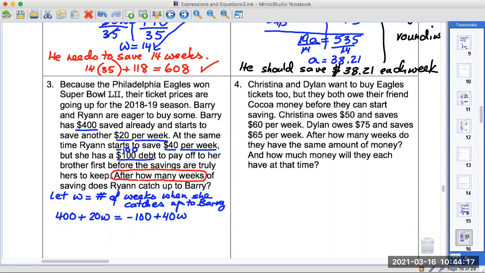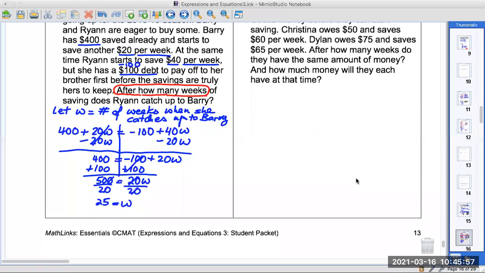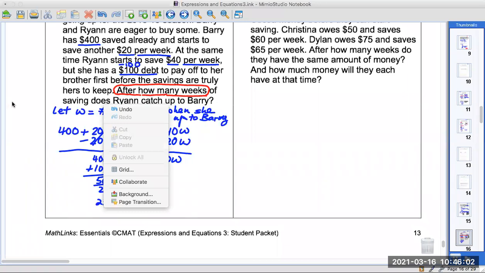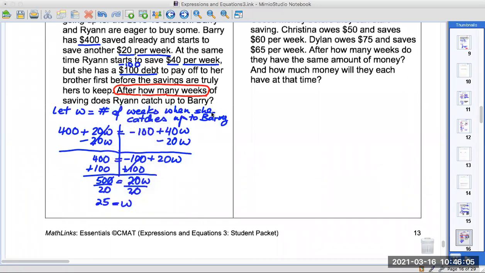Now I want you to work it out yourself. I'm just going to put the answer so you can pause the video and see if you can figure out W. That should be a good exercise for you. Please pause. You do need all the work here. Okay, you should have W is 25 if you did it correctly. So let's see what our W means, number of weeks when she catches up to Barry.